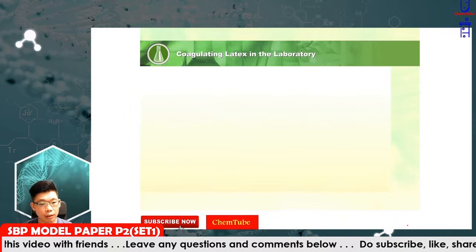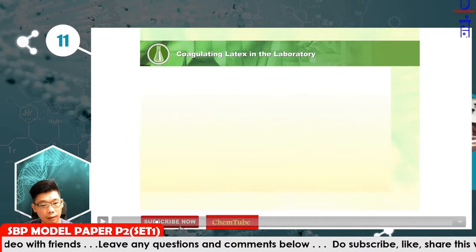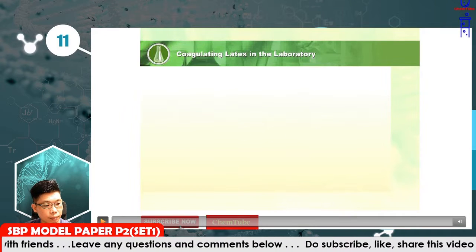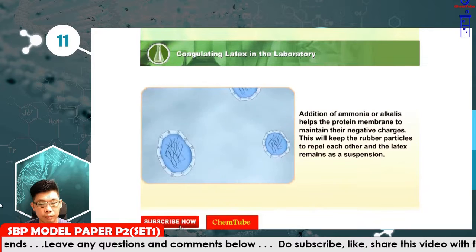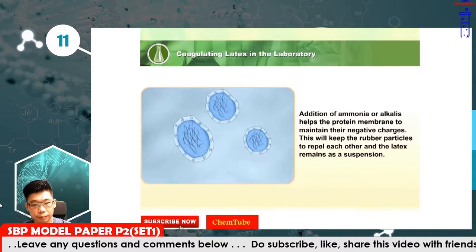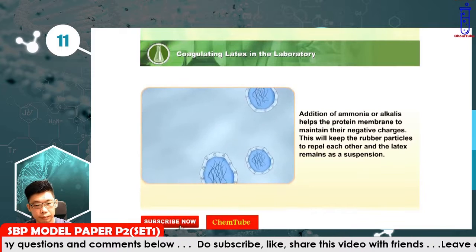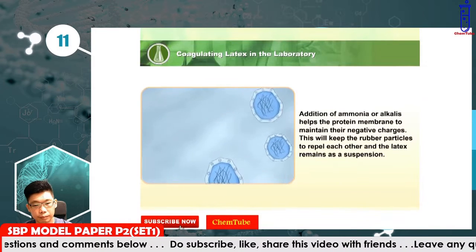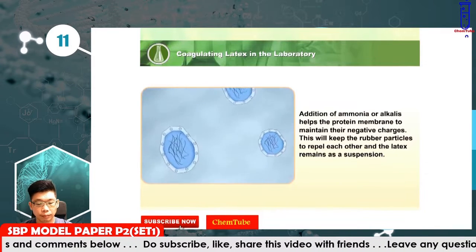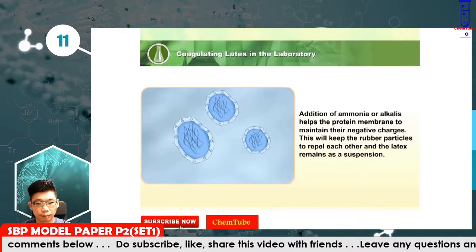So first we look into the simple video. Addition of ammonia or alkalis helps to maintain their negative charges. This will keep the rubber particles to repel each other and the latex remains as a suspension.